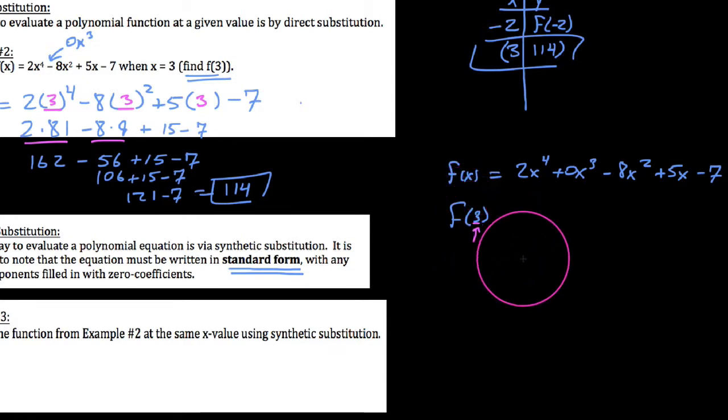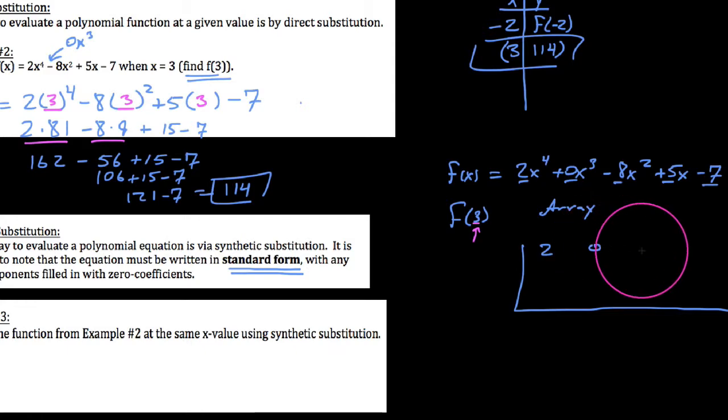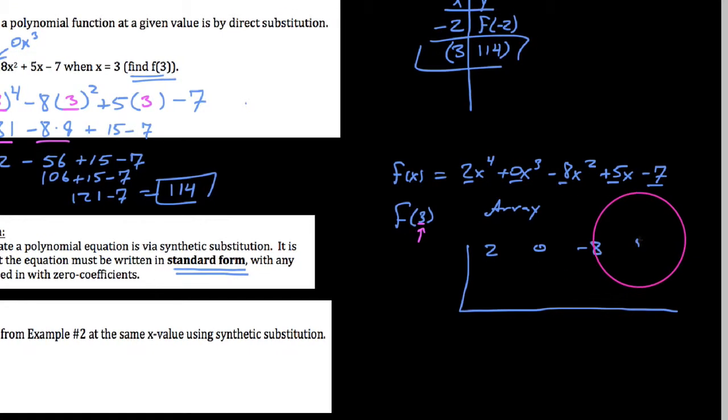So if that's the case, what we're going to do is make what we call an upside down array. This is an array of numbers. And we are going to drop in the coefficients into this array. So we say this is 2. You have to fill in a 0 here. We say -8, 5, and -7. And what we're going to put out here is this number that we're evaluating for.